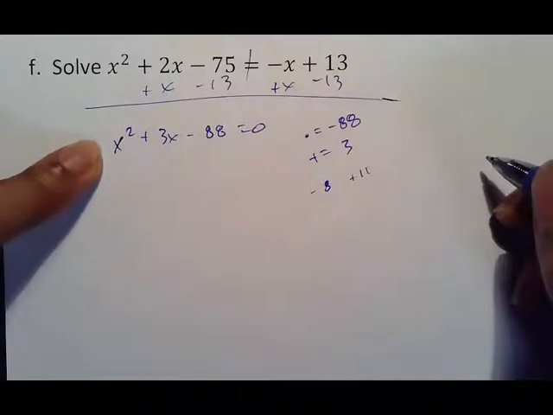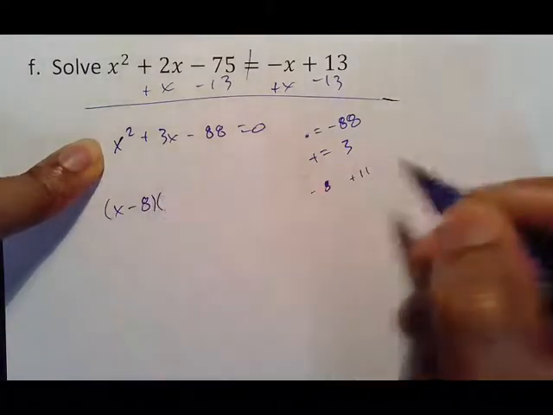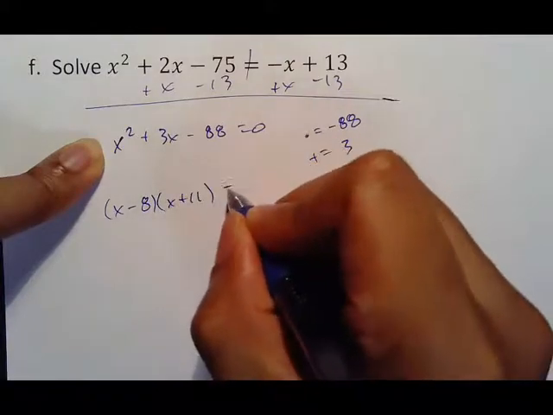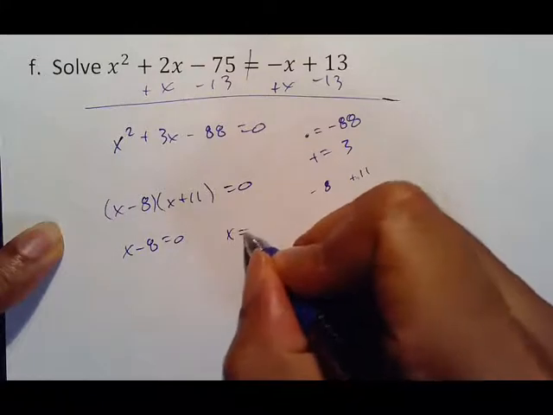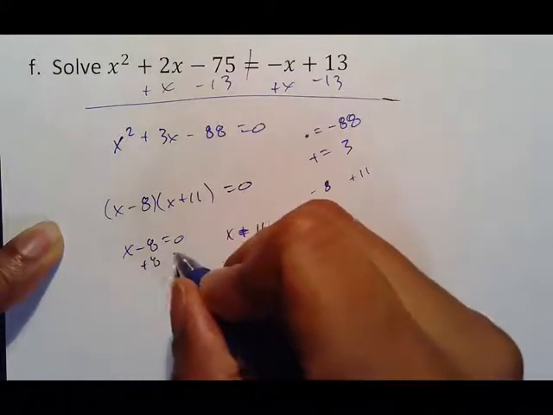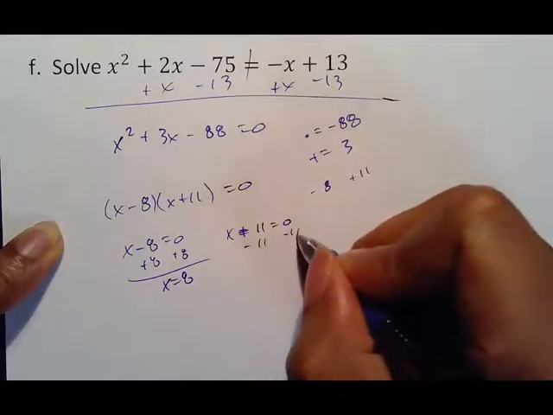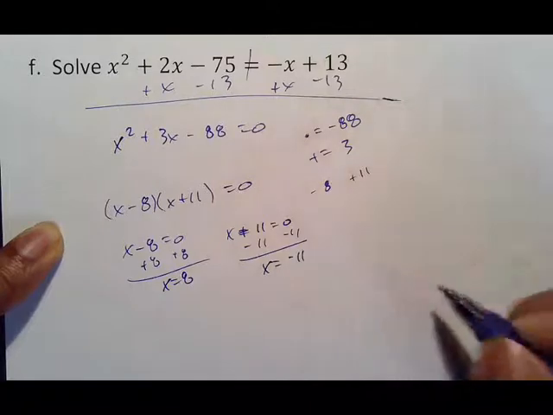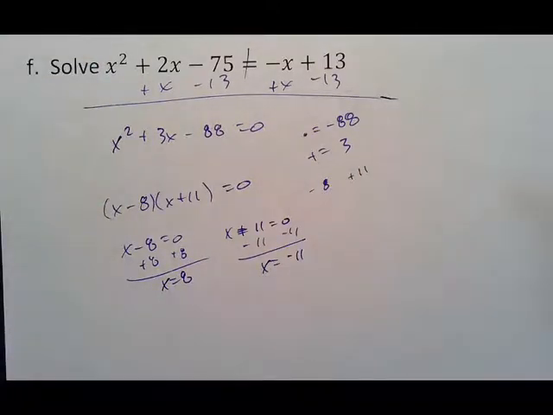Again, the nice thing about this is that the x squared has nothing attached, which means I can do x minus 8, x plus 11, set both of those things equal to 0, and finish off the problem. And there's my two answers. Again, this says there should be two answers. There's my two answers.